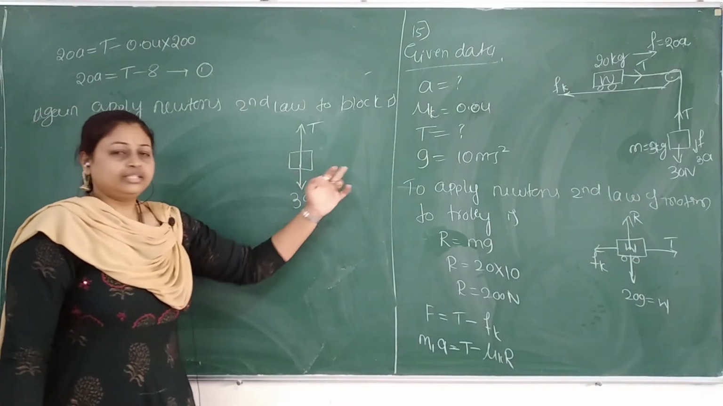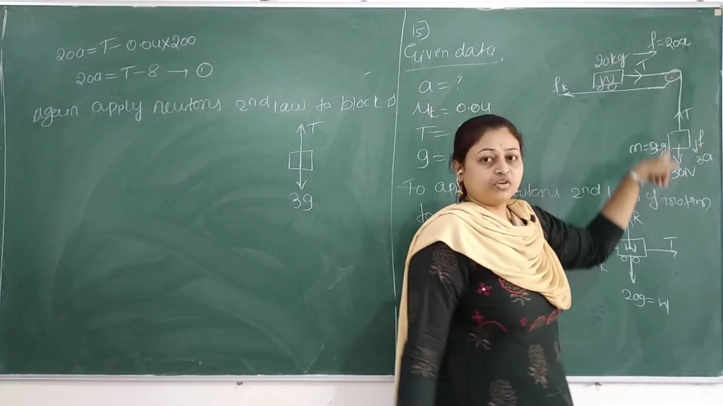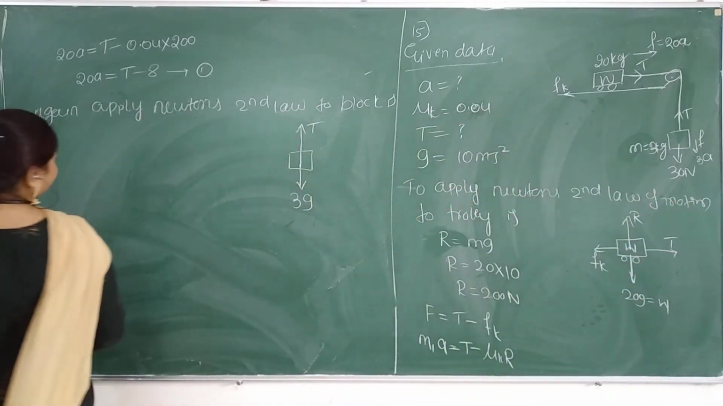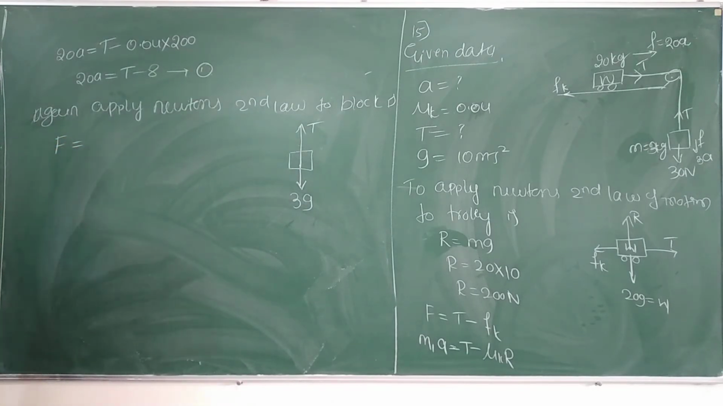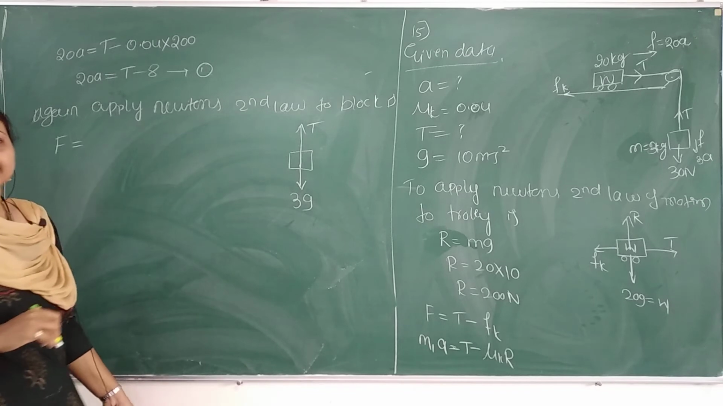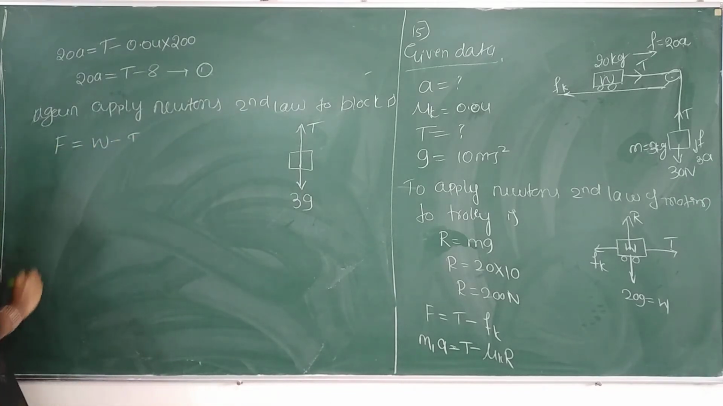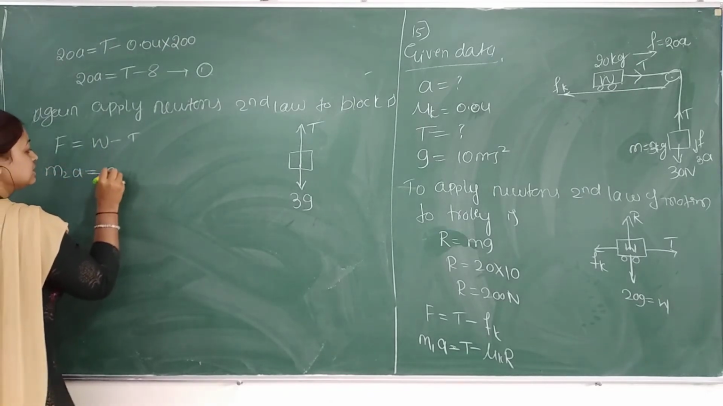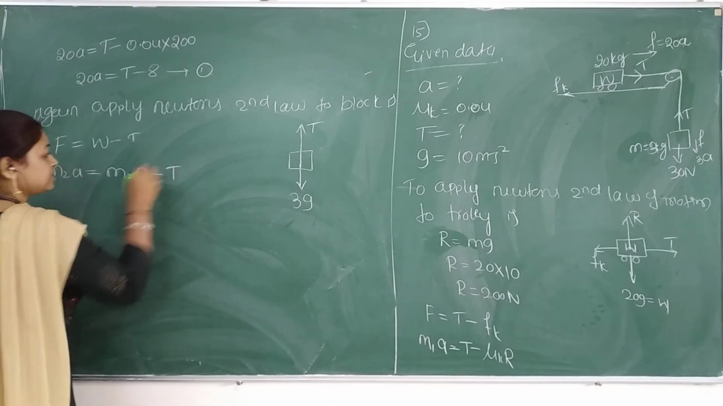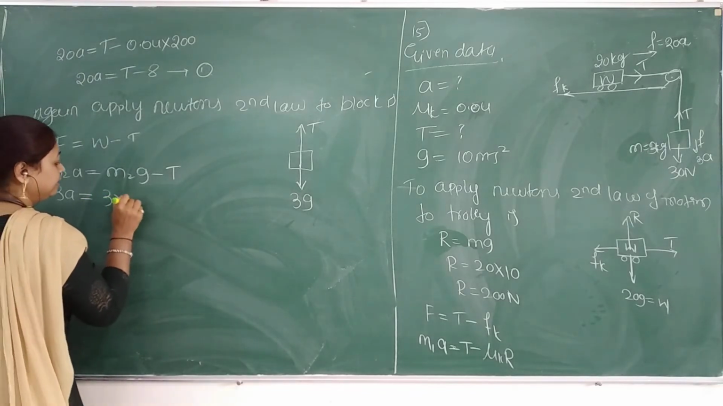And horizontally there are no forces for this block. I am telling you, only vertical forces are present. Now apply Newton's second law. F is equal to, now which is greater, weight is greater than tension. So write weight minus tension. So F can be written as M2A is equal to M2G minus T. M2 value is 3, so 3A is equal to 3 into 10 minus T.